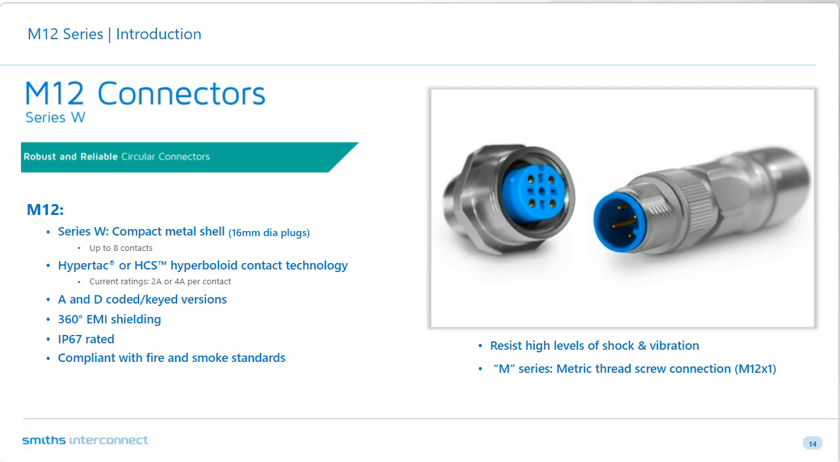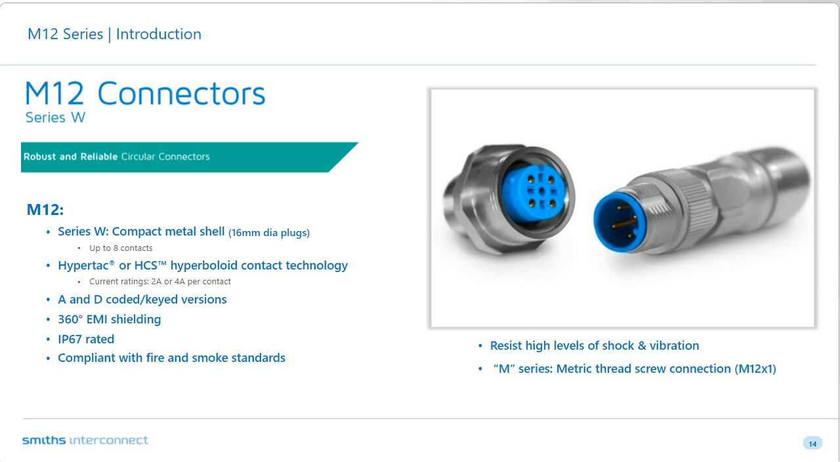It's available with 2 different types of contact technologies. One is the hyperboloid contact, another is a standard contact with a current rating of either 2 amps or 4 amps per contact, available in A and D coding, with complete 360-degree EMI shielding. And why is this important? Because I labored in one of the previous slides on the point that the system being so tightly packed is a perfect environment of high EMI, if you like. So we have made sure that it is completely shielded, 360-degree shielding.